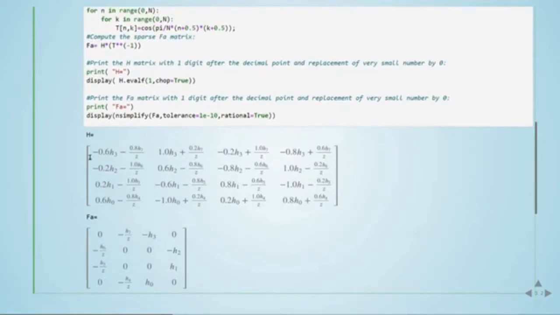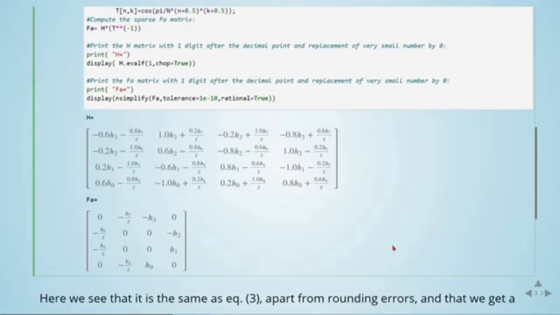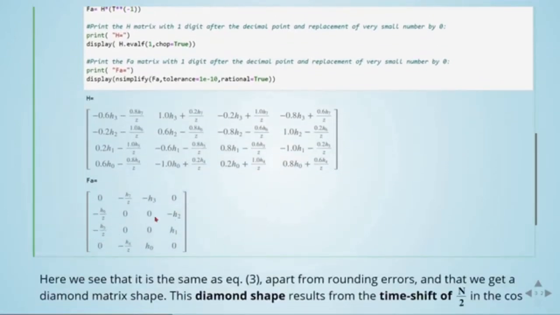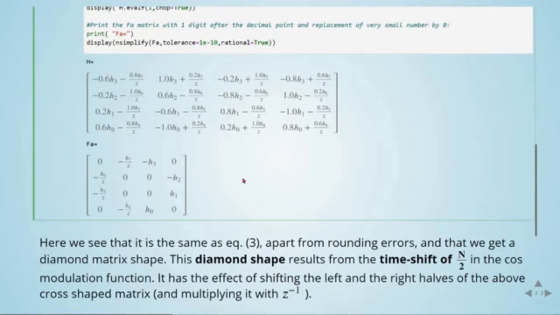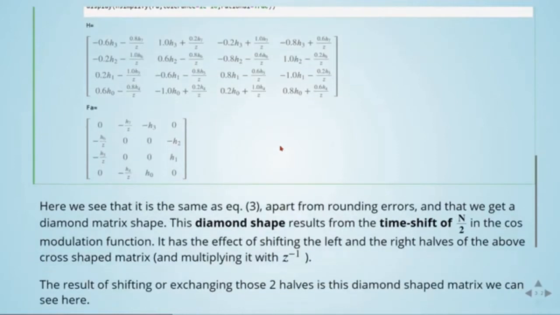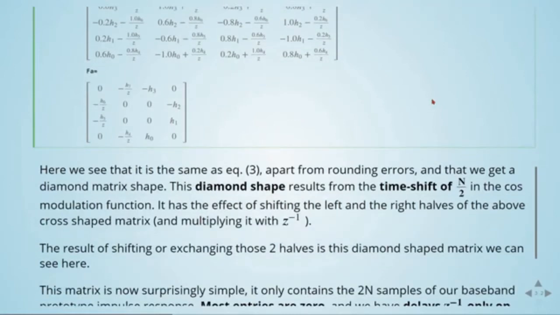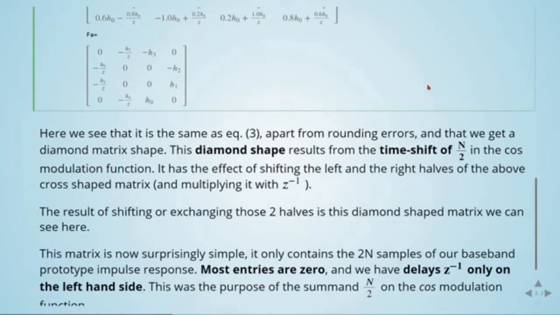This is our matrix H, and this is our sparse matrix FA. Here we see that it's the same as equation 3, apart from some rounding errors, and that we get a diamond matrix shape. This diamond shape results from the time shift of N capital N divided by 2 in the cosine modulation function. It has the effect of shifting the left and the right halves of the above cross-shaped matrix and multiplying it with z to the power of minus 1. The result of shifting or exchanging those two halves is this diamond-shaped matrix that we can see here.